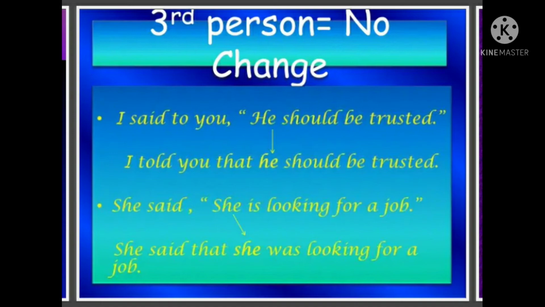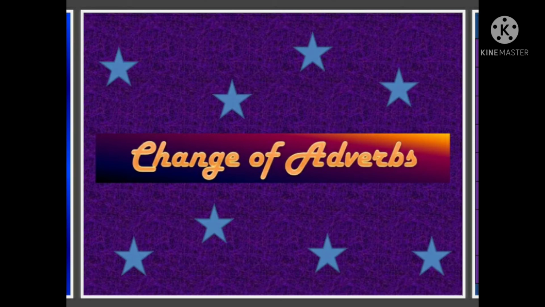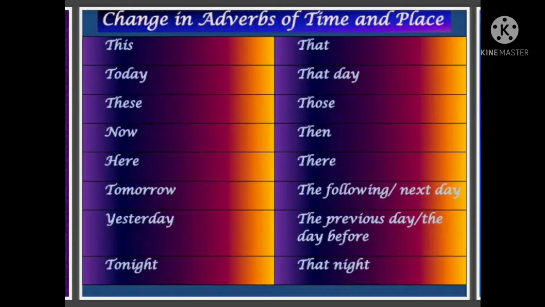This was about pronouns. Next, let us see how there is change of adverbs. If you see the chart, children, we'll see that there is a change in the adverbs of time and place. This becomes that, today becomes that day, these will become those, now becomes then, here becomes there, tomorrow will become the following day or the next day, yesterday will become the previous day or the day before, and tonight will become that night. So we see when we change a sentence from direct to indirect speech, even the adverbs of time and place change.